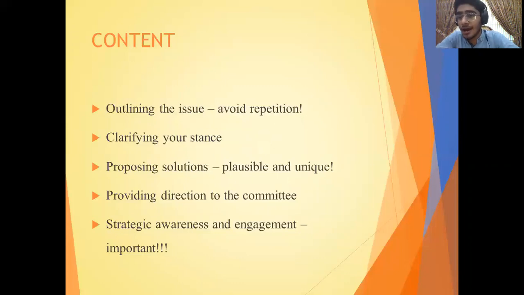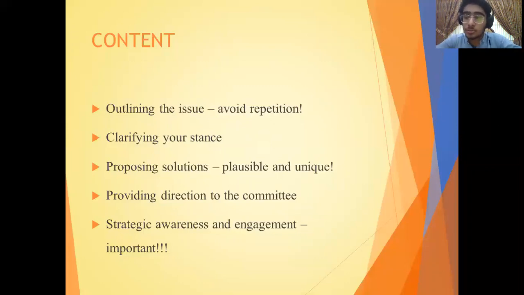The third thing, and in my opinion the most important thing of any opening speech, is the proposing of solutions, and particularly solutions that are plausible and unique. What I mean by plausibility is solutions that are well researched, robust, well mechanized, and achievable, and that make sense to the delegates: okay, this is an interesting idea, and this is something that we can reasonably achieve within the mandate of the committee that you're in. The second and more important thing with regards to proposing solutions is uniqueness.